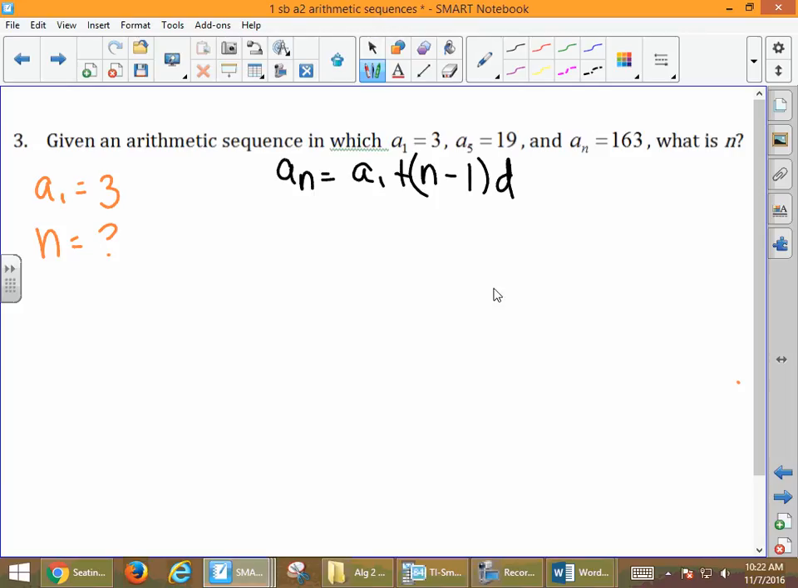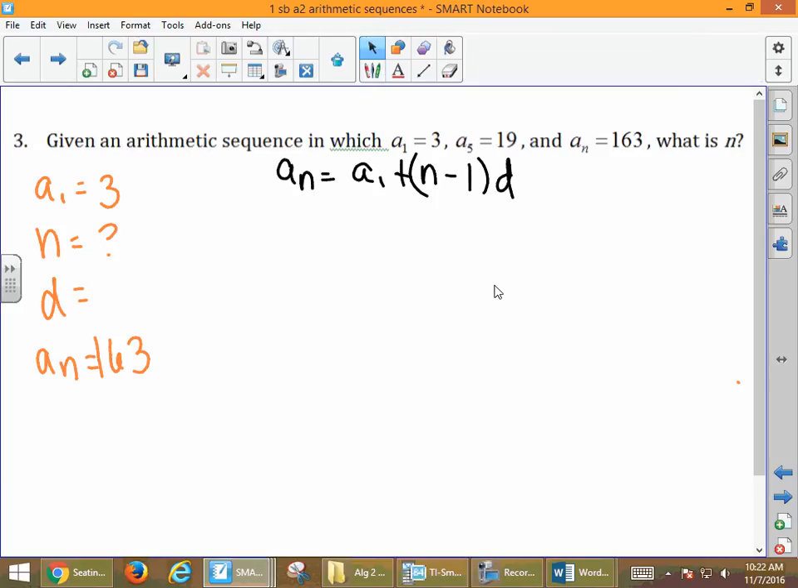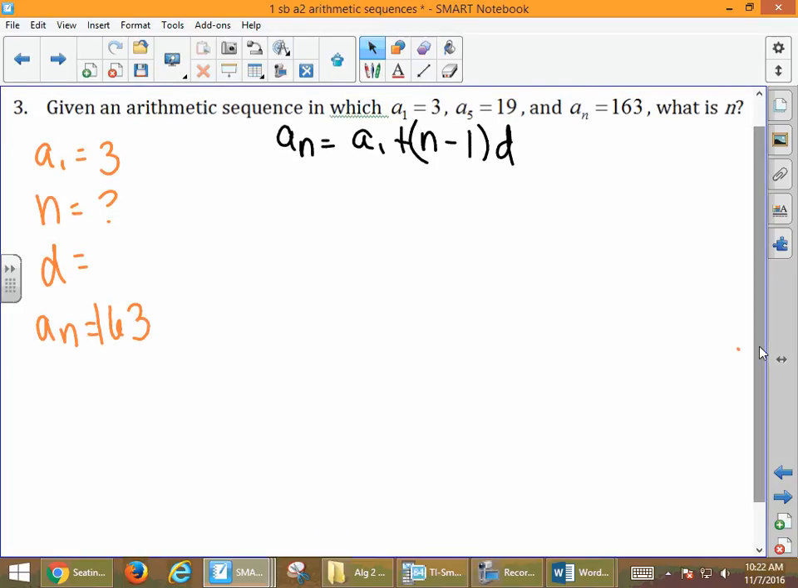What we need to know is what's the common difference. We should be able to figure that out. And finally, we know that a sub n is 163. There's the information that we know. So what I found a little bit helpful here on this problem to find our common difference is I wrote out a little bit of this list.